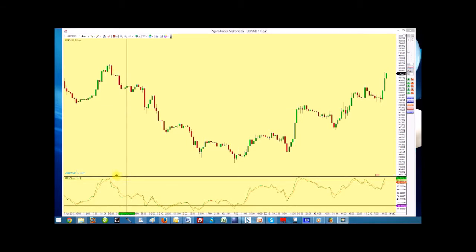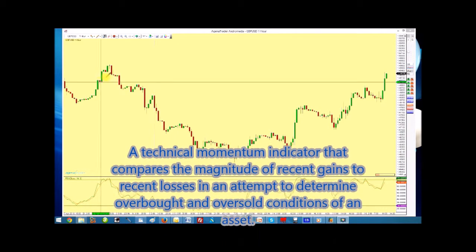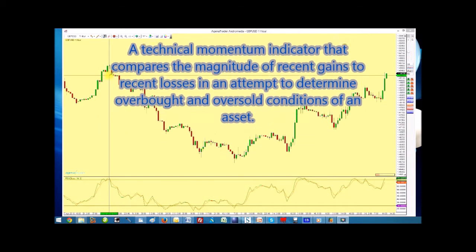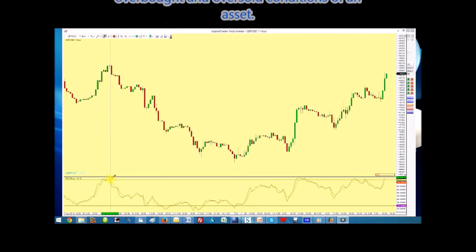A technical momentum indicator that compares the magnitude of recent gains to recent losses in an attempt to determine overbought and oversold conditions of an asset. The RSI ranges from 0 to 100.